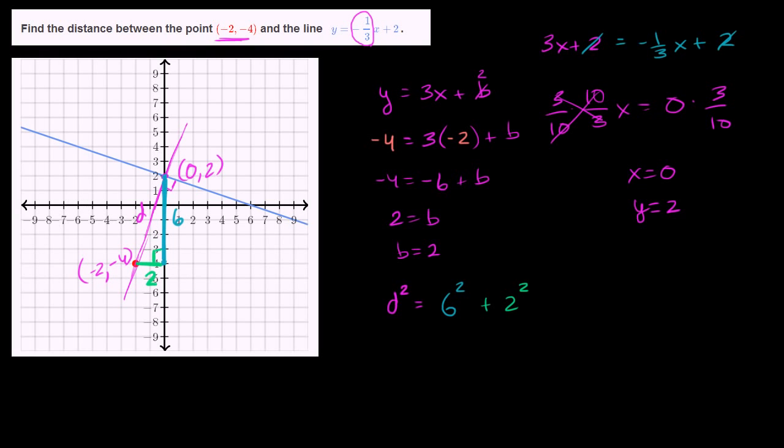But anyway, let's solve for the distance. So the distance squared is going to be equal to 36 plus 4, which is 40. And so the distance is equal to the square root of 40. The square root of 40 is the same thing as the square root of 4 times 10. So the distance is equal to, if we factor out the 4, the square root of 4 times the square root of 10. 2 is the square root of 4. 2 square roots of 10. And we're done.